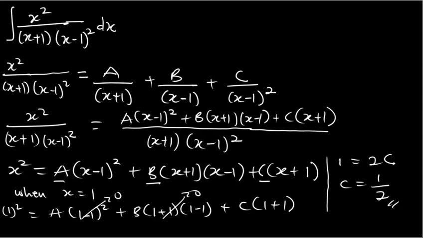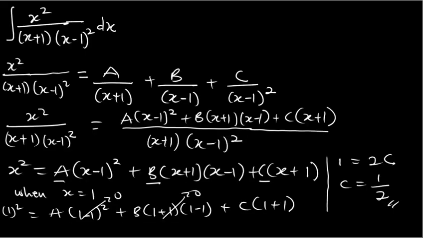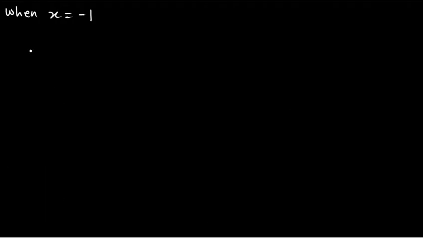Let's try to find the value of the other parameters. So here we know C to be 1 on 2. When x is equal to negative 1, what can we eliminate from the equation? If it is negative 1, meaning B will go to 0, C will go to 0, and we can solve for what? A. Are we okay? So let's put in the value.